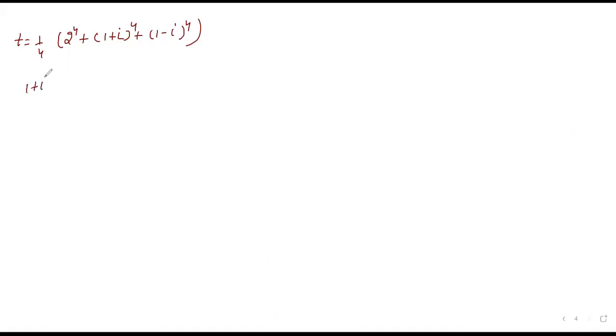What is 1 plus iota? You must be knowing what their argument is. Can you convert them into polar form? What is the argument? It is the angle with the x-axis only. How to find it now? See, 1 plus iota.